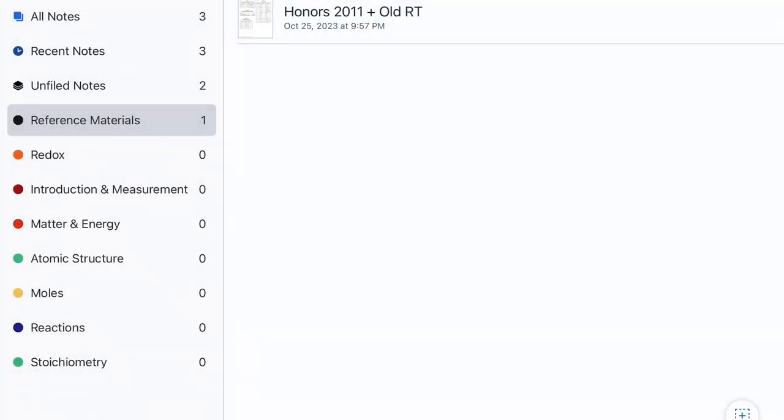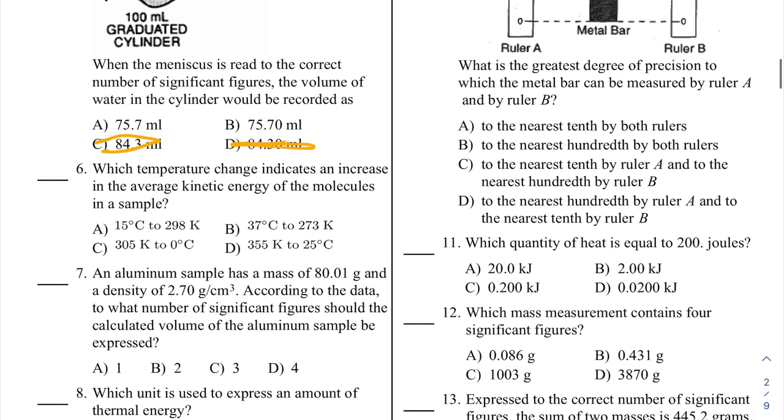So let's make everything in Kelvin. So 15 plus 273 is 288. We're looking for an increase in temperature because average kinetic energy is temperature. That is an increase. That should be my answer, just to make sure.